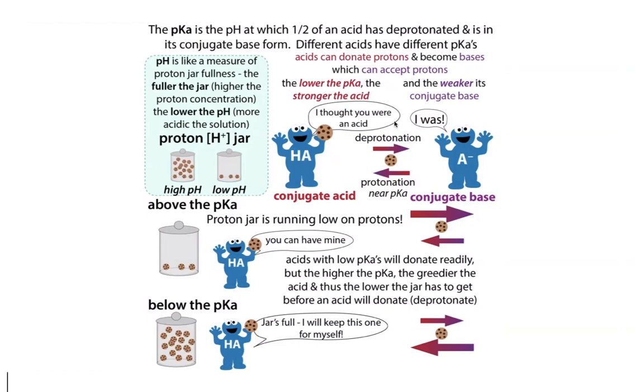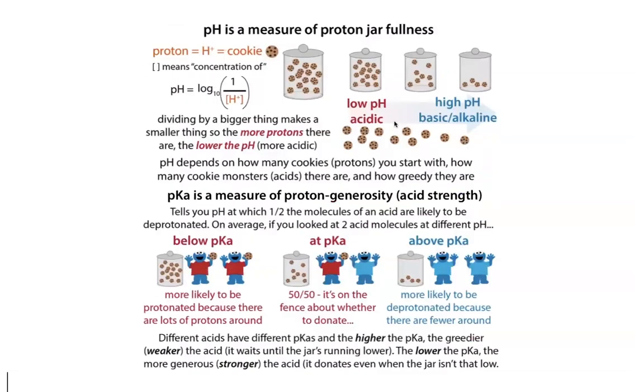And how full that cookie jar is matters because different friends will give and take at different levels, depending on how many protons are available. So some of them, remember, are not going to give it up until there are not very many in the jar. And that would be like your weaker acid. Others are going to donate that cookie even when the jar is really full. And that would be your stronger acid. If we're talking about that jar being really full, what we're saying is that there's a lower pH. And if we're talking about the jar being really empty, we're saying there's a higher pH.